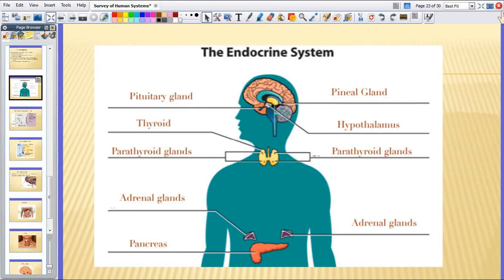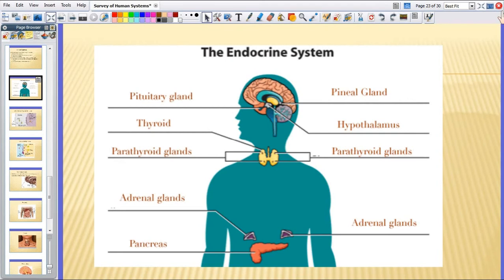Our last system is the endocrine system. The endocrine system influences almost every cell, organ, and function in our bodies. It plays a role in regulating mood, growth and development, tissue function, metabolism, and reproduction. In general, the endocrine system is in charge of body processes that happen slowly, like cell growth.